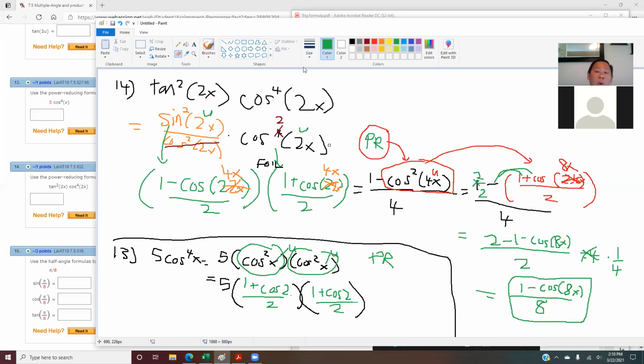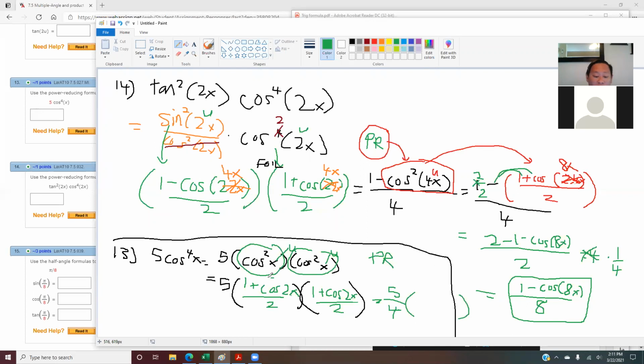So you just need to watch out what happens to your power. If you have 2x, then you become 4x. If you have 4x, it will become 8x. But if you just have x by itself, it's just double, 2x. What you need to do here is you multiply. This is 5 over 4 because the 5 is there and then 2 times 2 is 4.